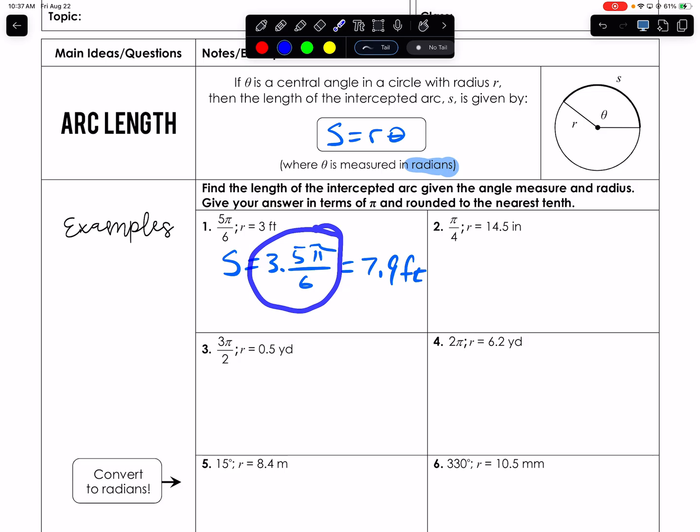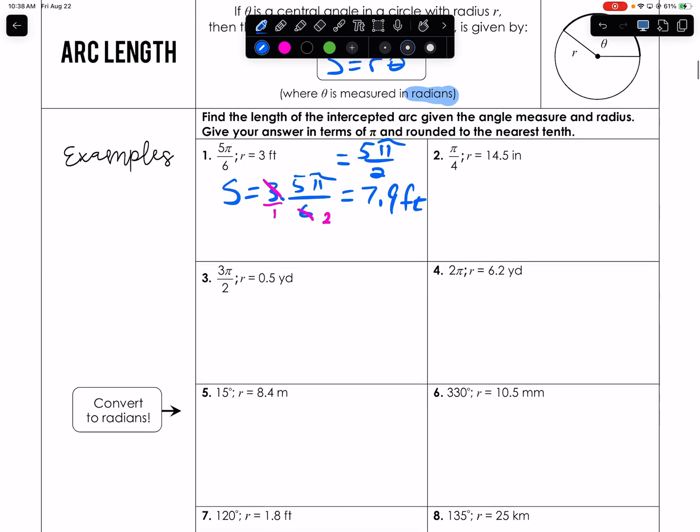15 pi over 6 reduces to 5 pi over 2, right? I like to cross cancel personally. Students, for whatever reason, don't. They like to make their life harder, not easier. Make your life easier: 3 divides into 6 how many times? 2 times. So in radians, it's 5 pi over 2. I just forgot to write that. So they want it both ways, and you're going to round to tenths.